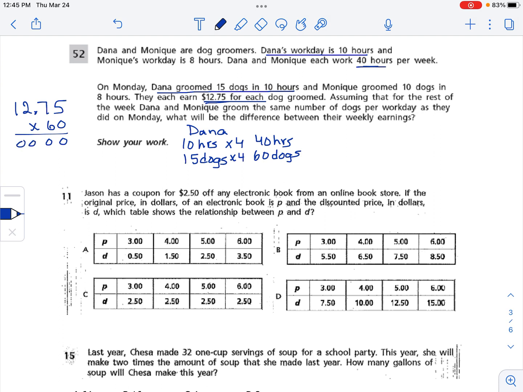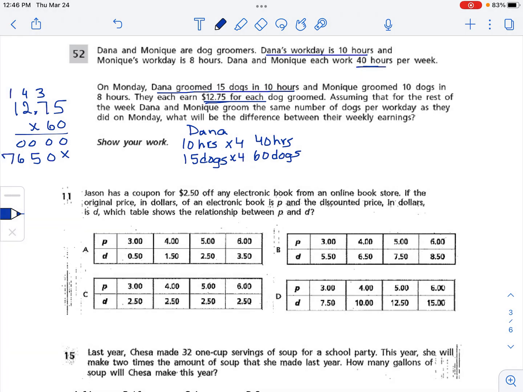First row is going to be all zeros. Then I'm going to put my placeholder in. 6 times 5 is 30, carry the 3. 6 times 7 is 42, plus 3 is 45, carry the 4 up. 6 times 2 is 12, plus 4 is 16, carry the 1 up. And 6 times 1 is 6, plus 1 is 7.